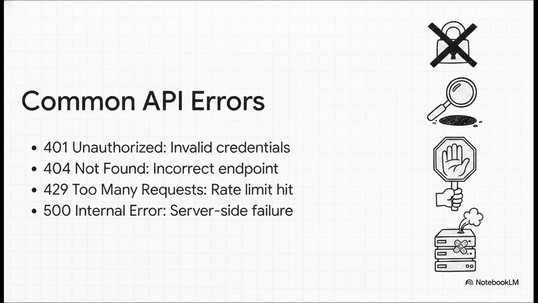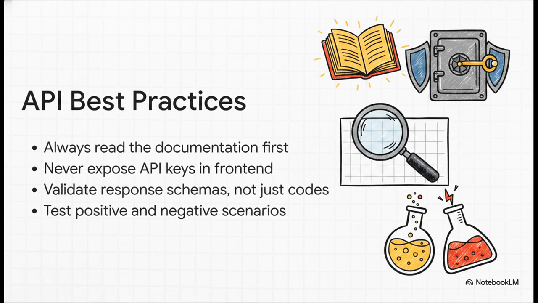And a 500 internal server error, hey, take a deep breath. That is a failure on their servers, not yours. You're completely off the hook for that one. To wrap up, keep these best practices permanently tattooed on your developer brain. First, always read the docs first. Seriously. Second, never ever hard code or expose your API keys in your front-end code or public GitHub repositories. Always use environment variables instead.